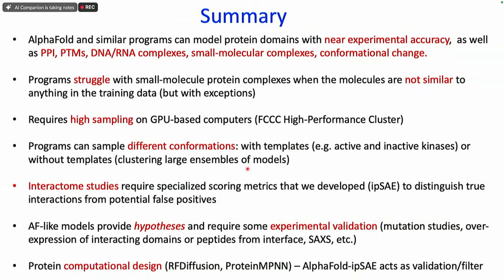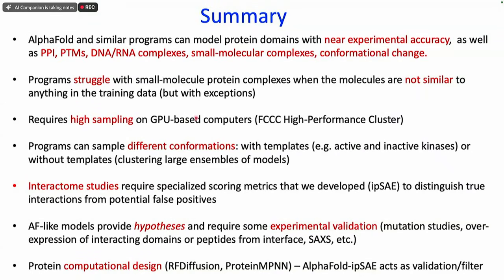As I said, the programs struggle with small molecules when they are very different from anything in the PDB, either the small molecule or the binding site in the protein. That will get better. DeepMind claims it has a program that is much better, but it is not giving us any access to it because they are selling it for billions of dollars.